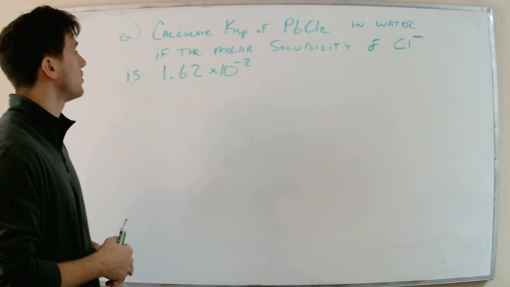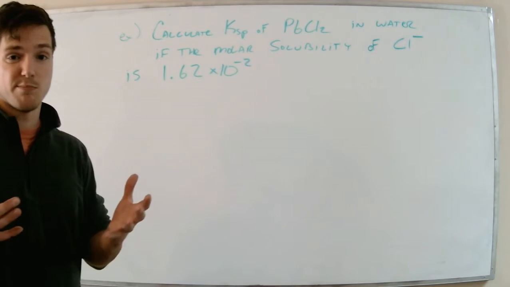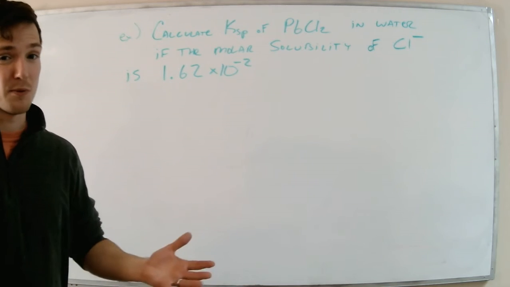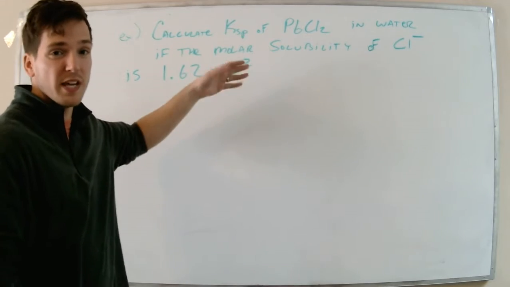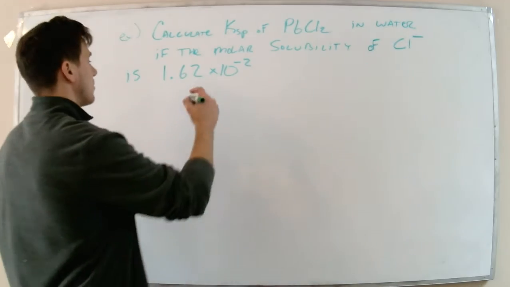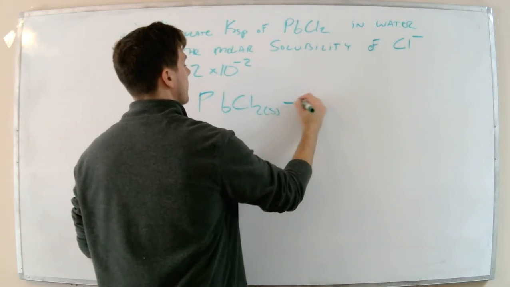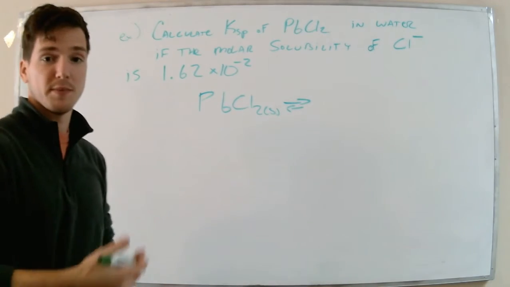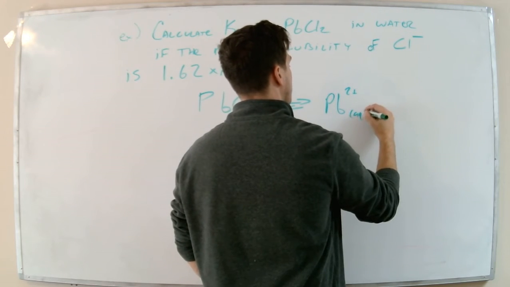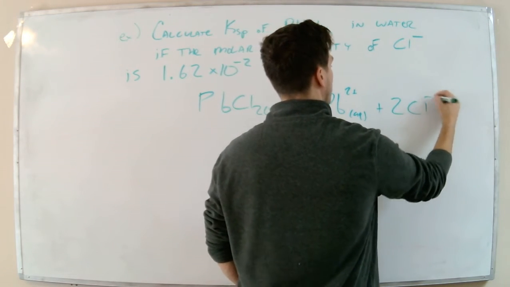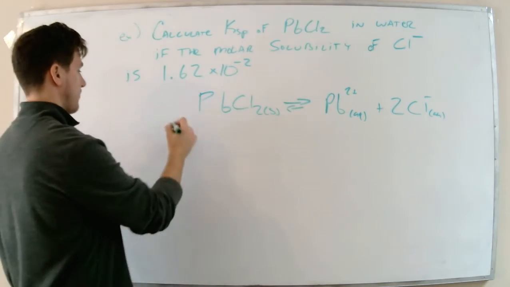So here I want to figure out Ksp. Well, remember Ksp is products over reactants, but we don't have reactants. So anytime we have to figure out Ka, Keq, Kb, we have to have an ICE table. So let's go ahead and do that. Let's figure out the dissociation for this soluble salt. Remember, it's PbCl2, so it's going to dissociate into Pb2 plus aq and 2Cl minus aq. We're going to dissociate into those 2 chloride ions.